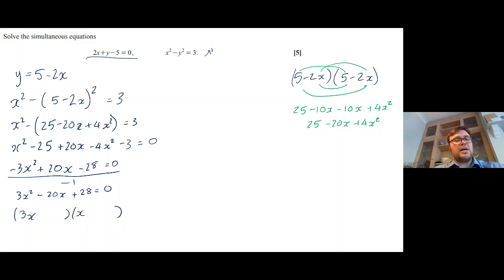3 is a prime number, so it has to be 3x and x. For the 28, there's no point doing 28 and 1. The signs have to be the same because there's a plus there, so they're either both negative or both positive. Because of the minus sign in the middle, they're obviously going to be both negative.